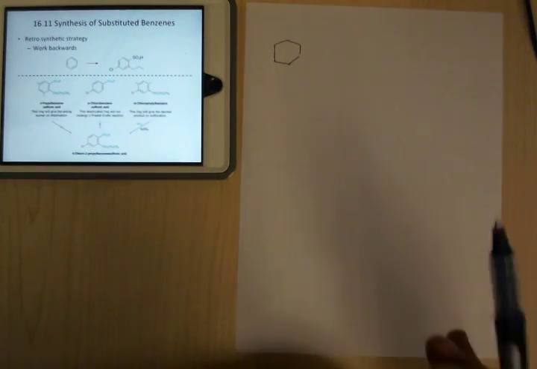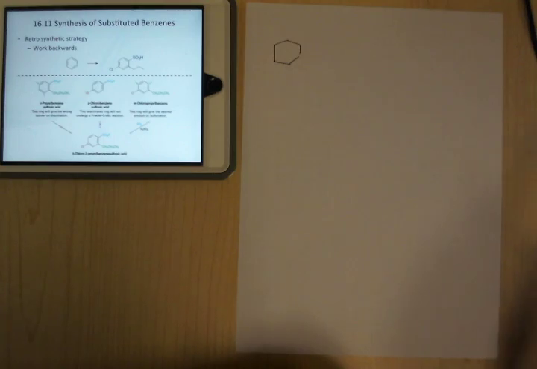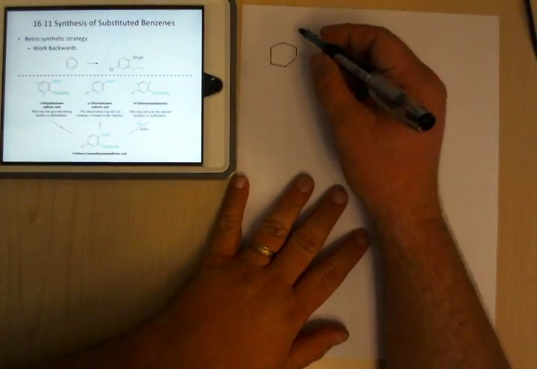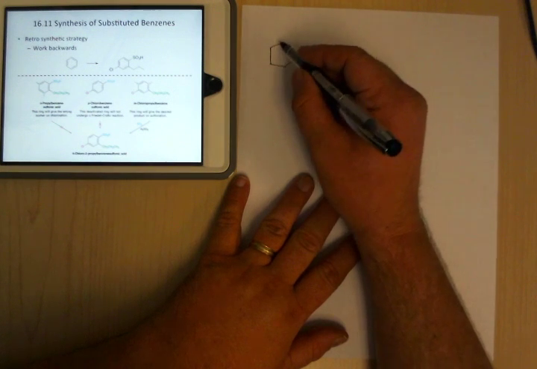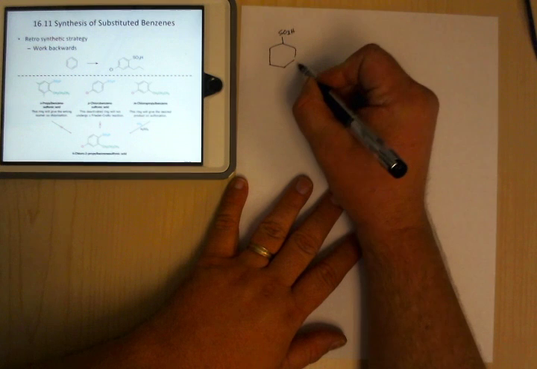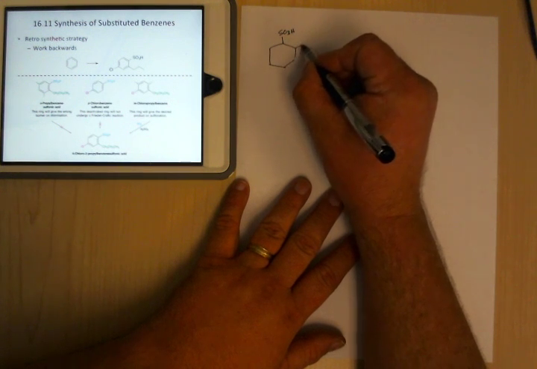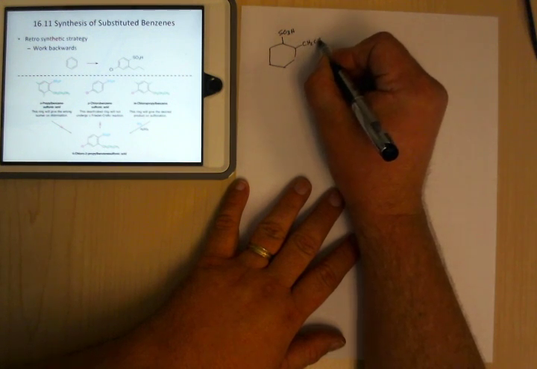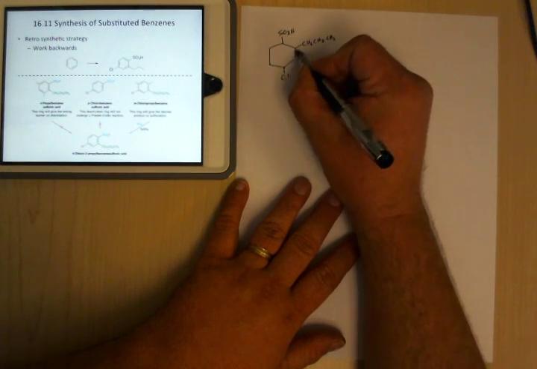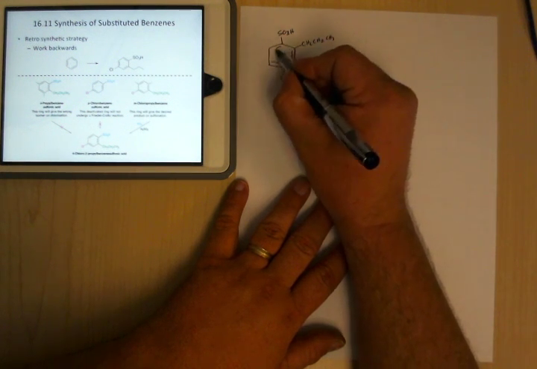But we need to know which one is 1, which one is 2, and which one is 3. So we're going to look at these individually. Here are the three groups: SO3H, CH2CH3, and then Cl. We're going to build this up.